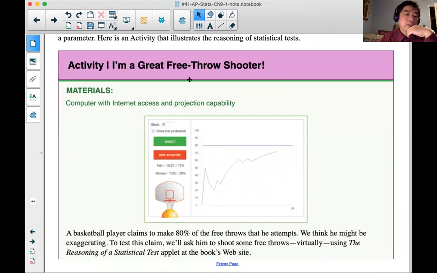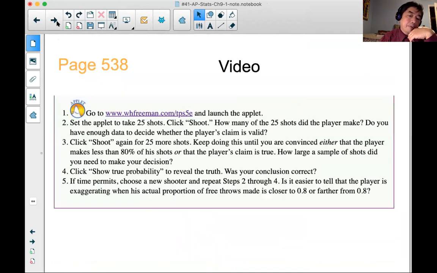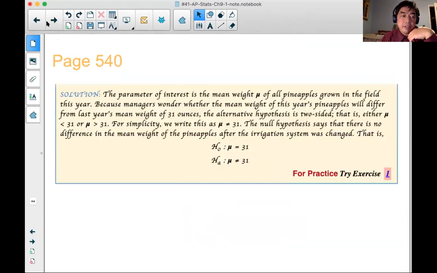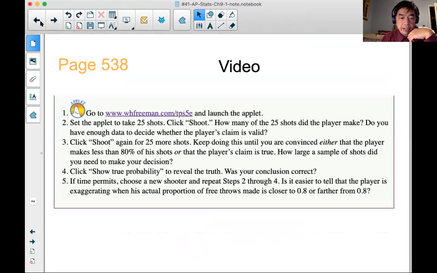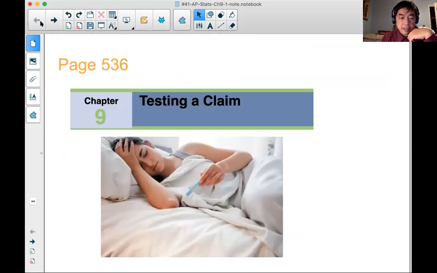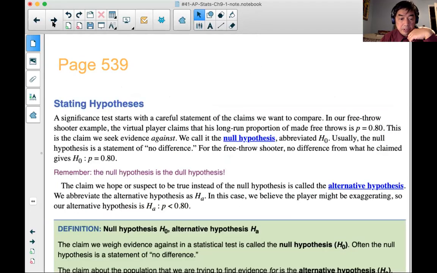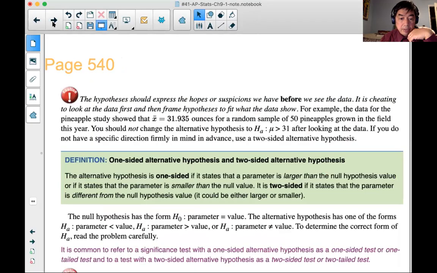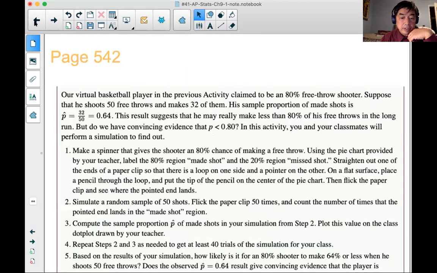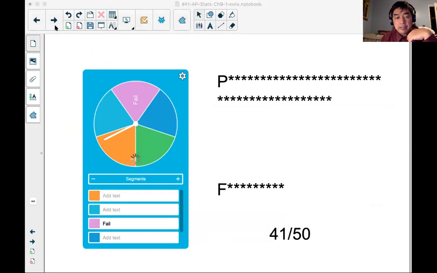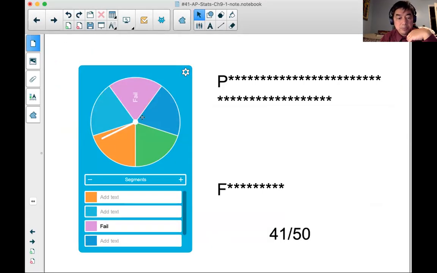So, activity 1. There is an example of the boy who claimed his free throw rate is 80%, right? I guess somewhere we had a picture of him. And where is that? Oh, right here. Okay, so in our class, we had an activity.